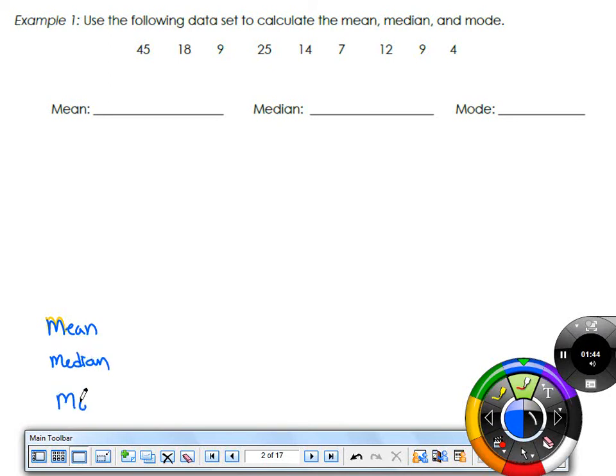Okay, here we go. Let's start with the mode because that's what we started with when we looked at our data. In this set of data, what was the mode? 9. Okay, so 9 happened most often.